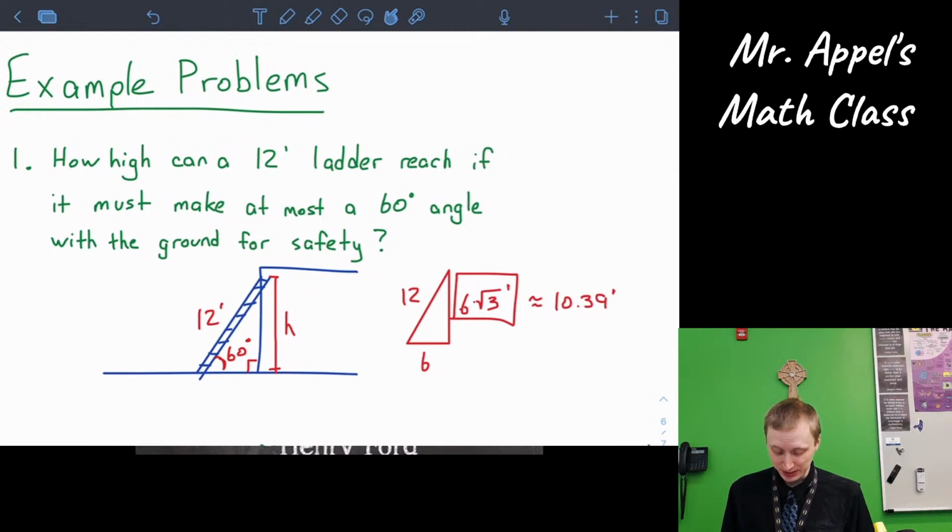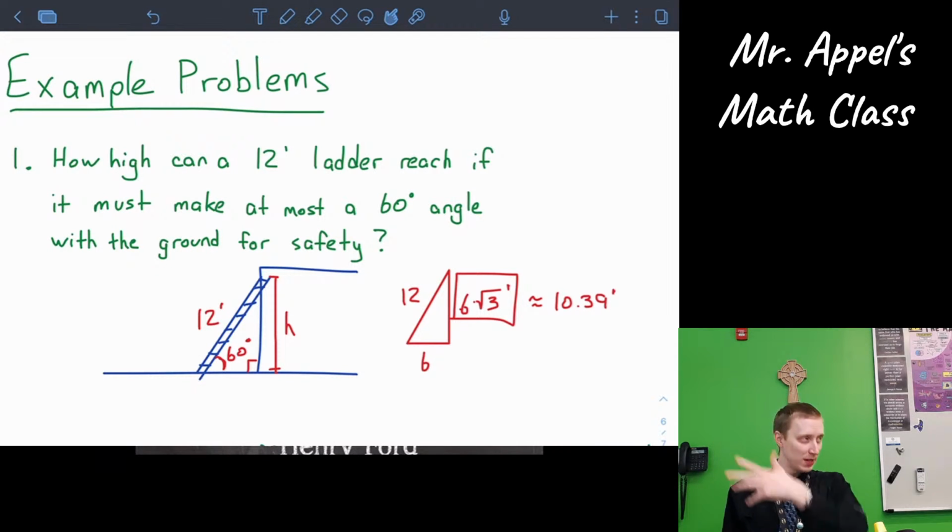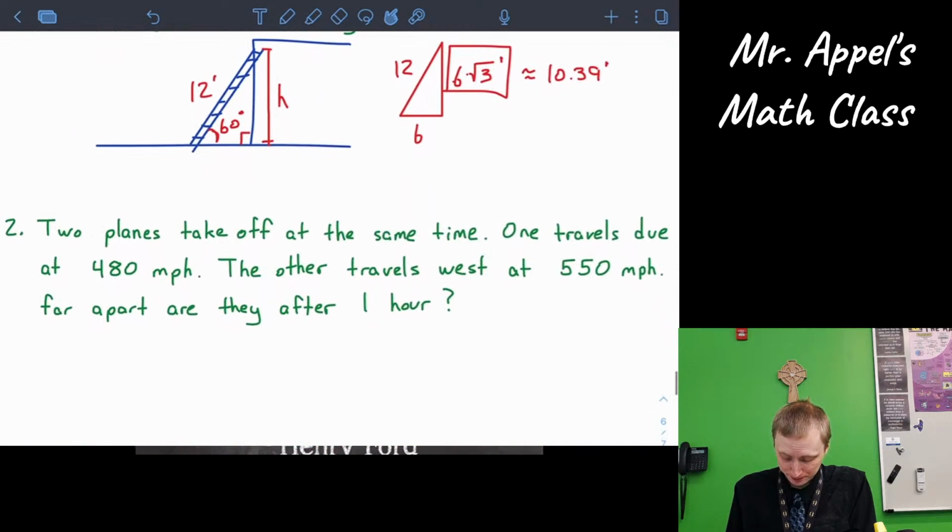Wow, that was super easy. This is the power of those special triangles. If you can create them, if you can find them in the diagram, in your everyday situation, you can very quickly get some very precise measurements for things there. Any questions on that example? Yeah. All right, then example 2.